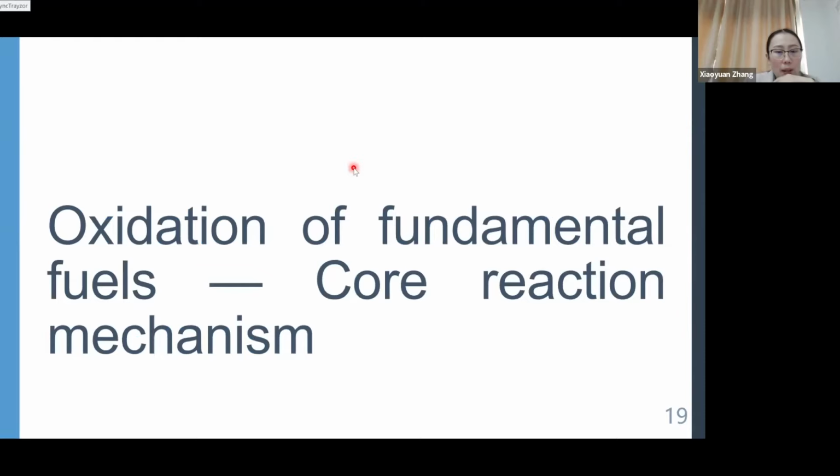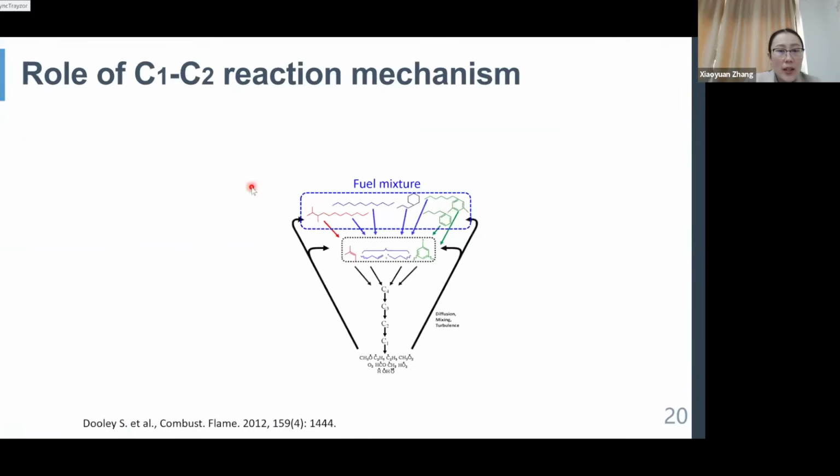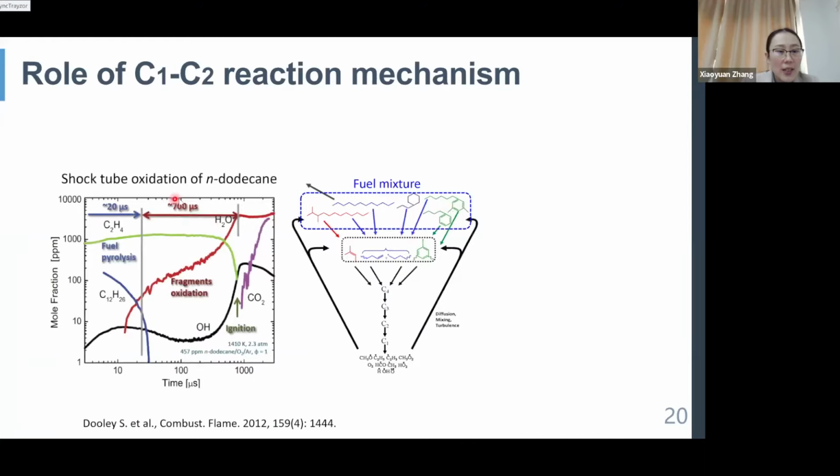Well, my second part is on the core reaction mechanism, and it will be used to describe the oxidation of the fundamental fuels. Here I only focus on the C1 to C2 reaction mechanism. As I introduced before, the fragmentation of the real fuel is a faster process. Take normal dodecane as an example.